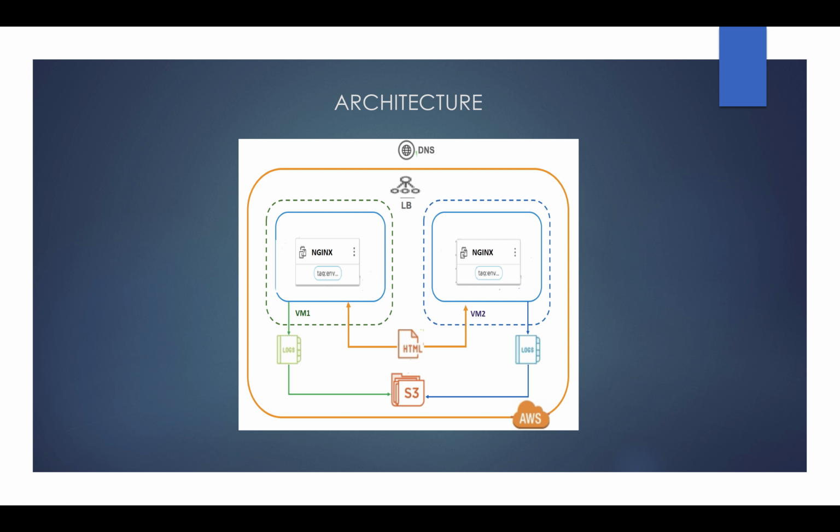This is the architecture. So this is the public network, load balancer. There are two Nginx servers in this particular architecture within the cluster. So the HTML content is within the S3, and the blueprint pulls it from the S3 into the Nginx servers. Also, the logs are pushed into the S3 by all of the Nginx servers in the cluster.